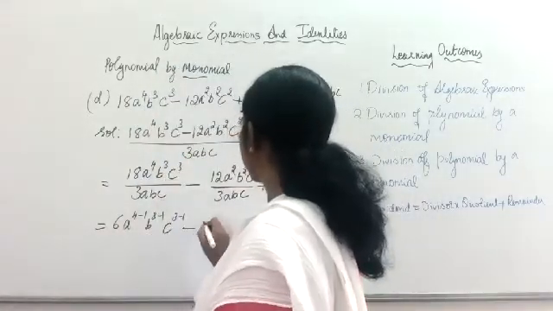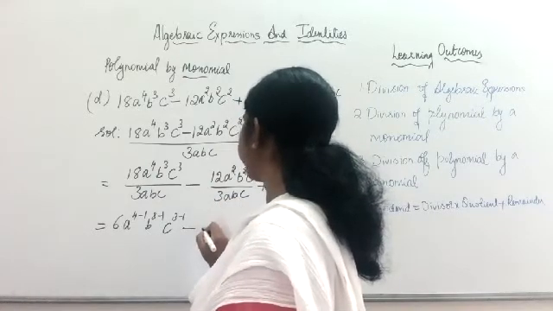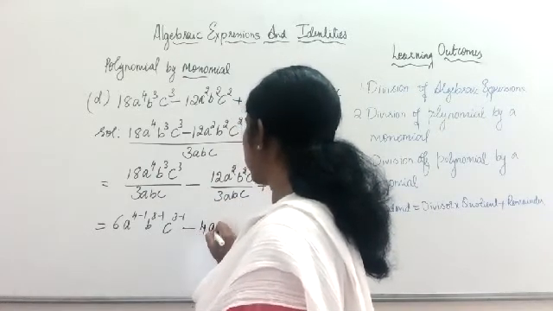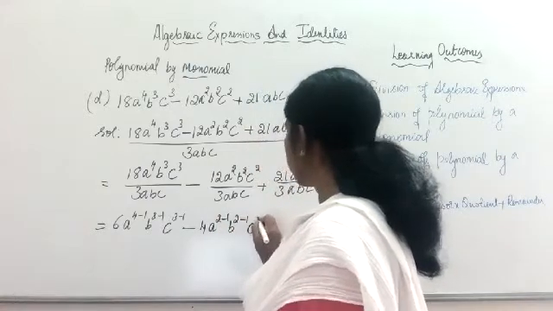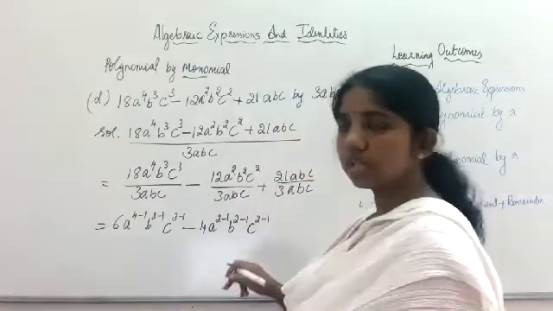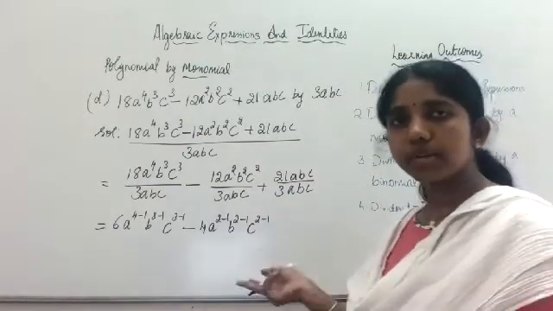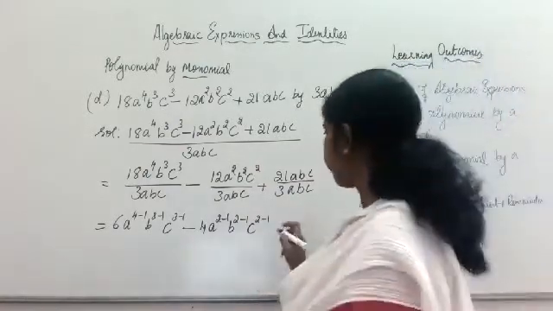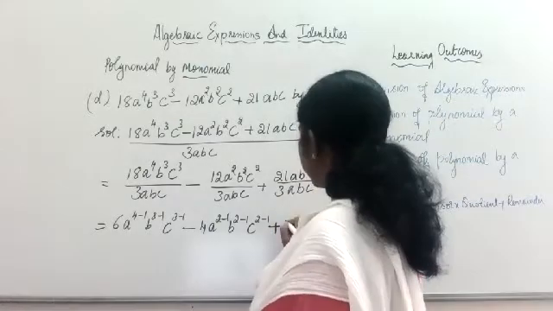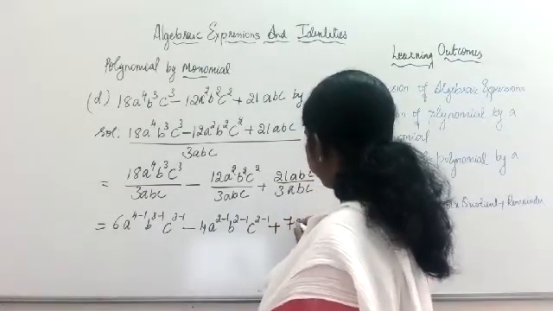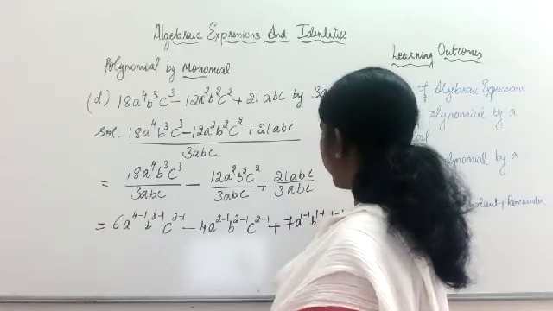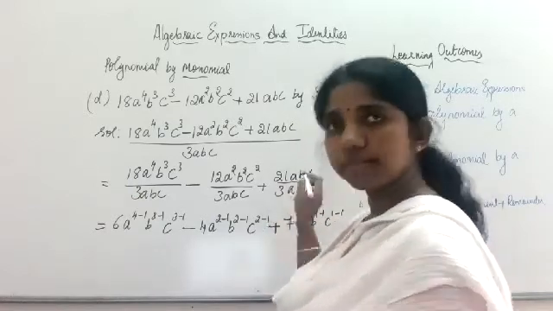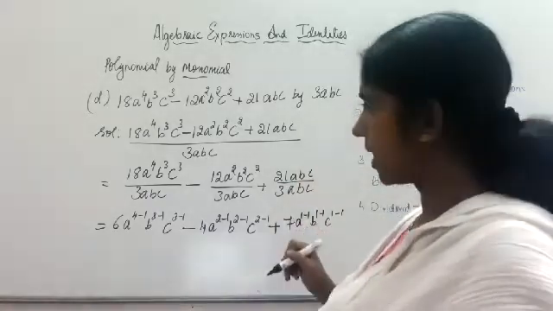Minus, 3 ones are 3, 3 fours are 12. So it is a to the power 2 minus 1, b to the power 2 minus 1, c to the power 2 minus 1. The numerator's powers are 2, the denominator variables' powers are 1. Plus, 3 ones are 3, 3 sevens are 21. So a to the power 1 minus 1, b to the power 1 minus 1, c to the power 1 minus 1. I can say a gets cancelled, b gets cancelled, c gets cancelled.